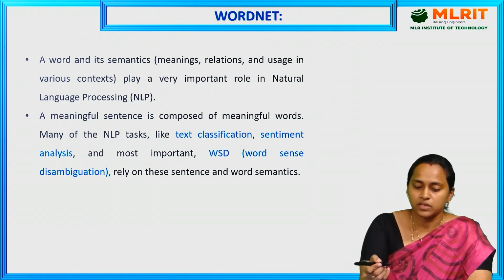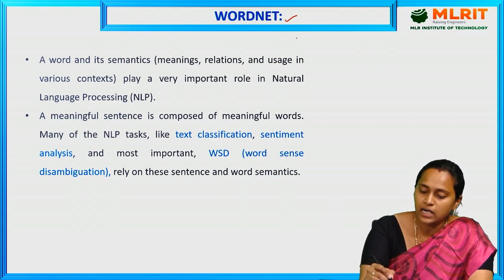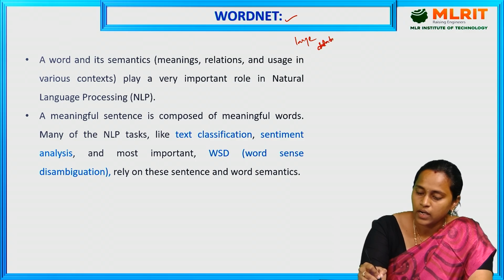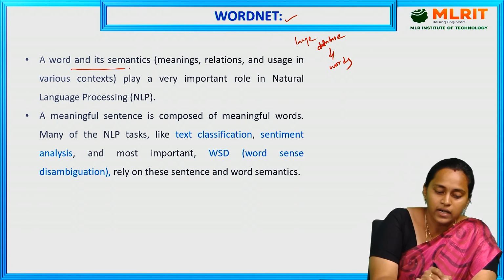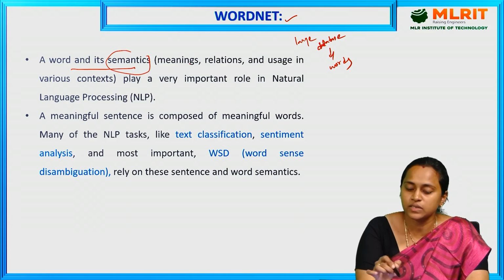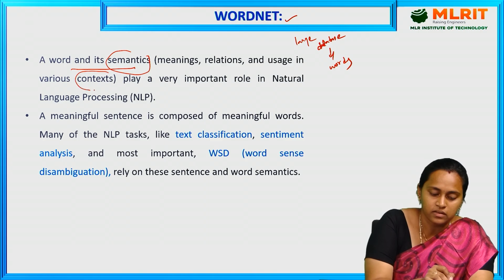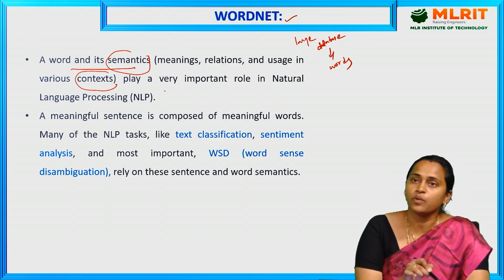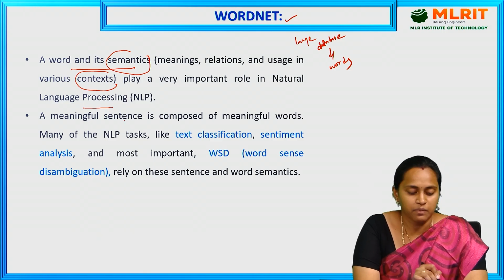Coming to WordNet, what is the meaning of WordNet? WordNet is a large database. It contains words, that means direct words and sentences. Here a word and semantics, semantics meaning the meanings or relations according to the sentence of the word in a context. That means it plays a very important role in natural language processing. WordNet plays a very important role in NLP.